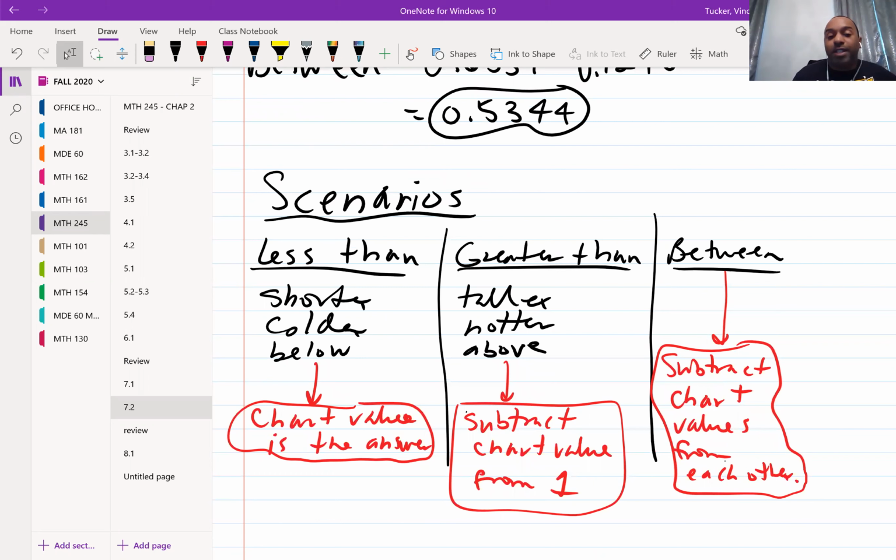Notice we're not subtracting z-scores. You're not going to take the z-scores subtracted from 1. We're talking about the chart values. So you calculate your z-score, go to the chart, use your z-scores to get a chart value. That chart value is what will be your answer, subtracted from 1, or subtracted from each other. So we're not doing that with the z-scores. Questions? Any questions?